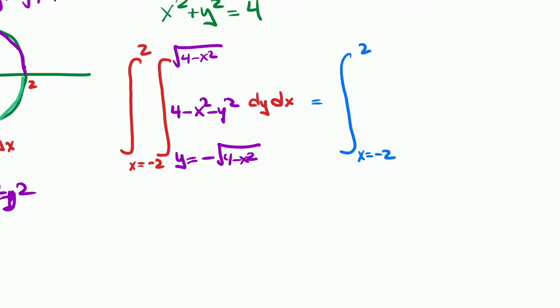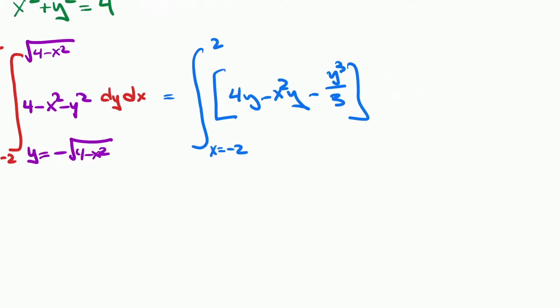Okay, so the first step is to do the inner integral. So 4y minus x squared y minus y cubed over 3. As you can imagine, the problem is when we plug in these limits. y equals the square root of 4 minus x squared. Sorry about my 4.